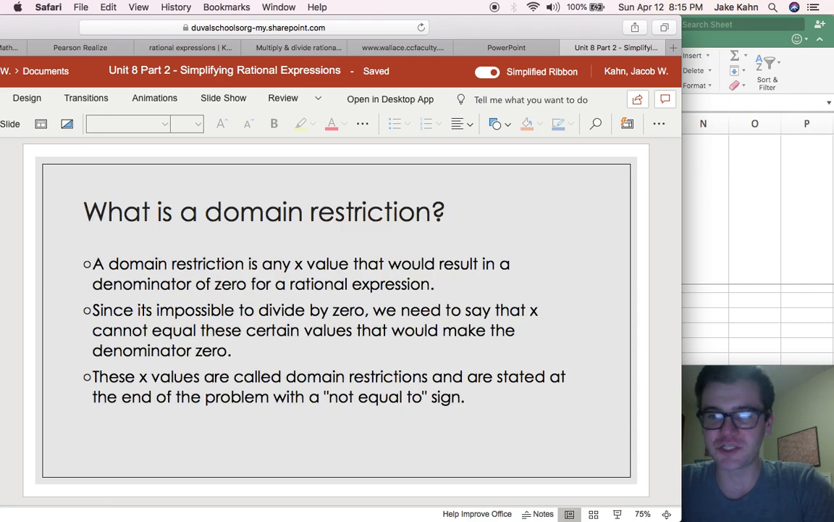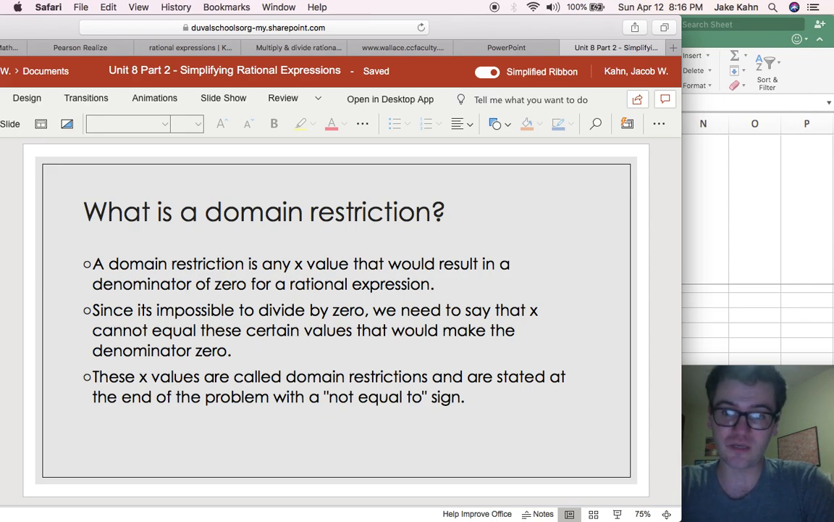What is a domain restriction? You're going to see this in every example today, unless I forget to write it down, but I shouldn't. A domain restriction is any x value that would result in the denominator of 0 for a rational expression. Okay? For instance, if you had an inverse variation like y equals 1 divided by x, x can't be equal to 0 because then you would have 1 divided by 0 and you can't divide by 0. It's impossible to divide by 0, so we need to say that x cannot equal these certain values that would make the denominator 0. These x values are called domain restrictions and are stated at the end of the problem with a not equal to sign.